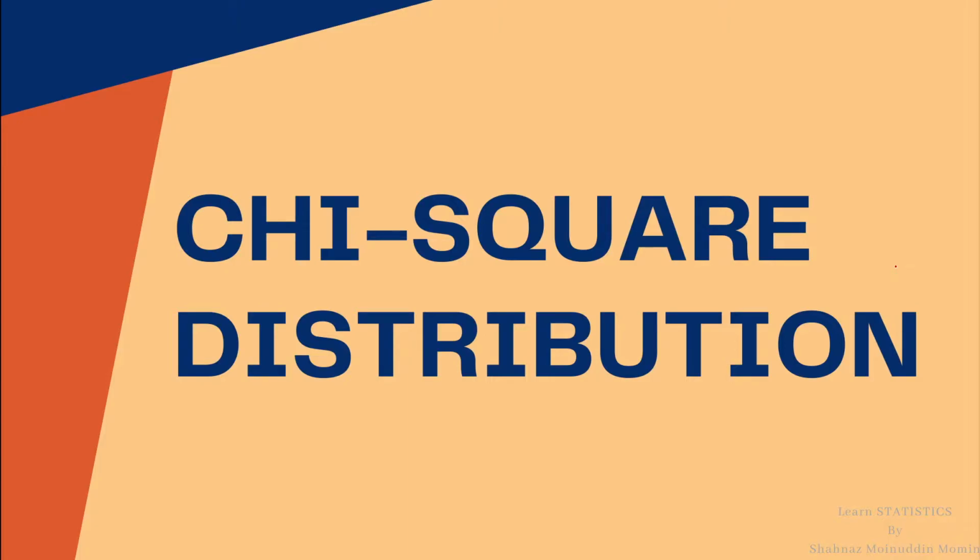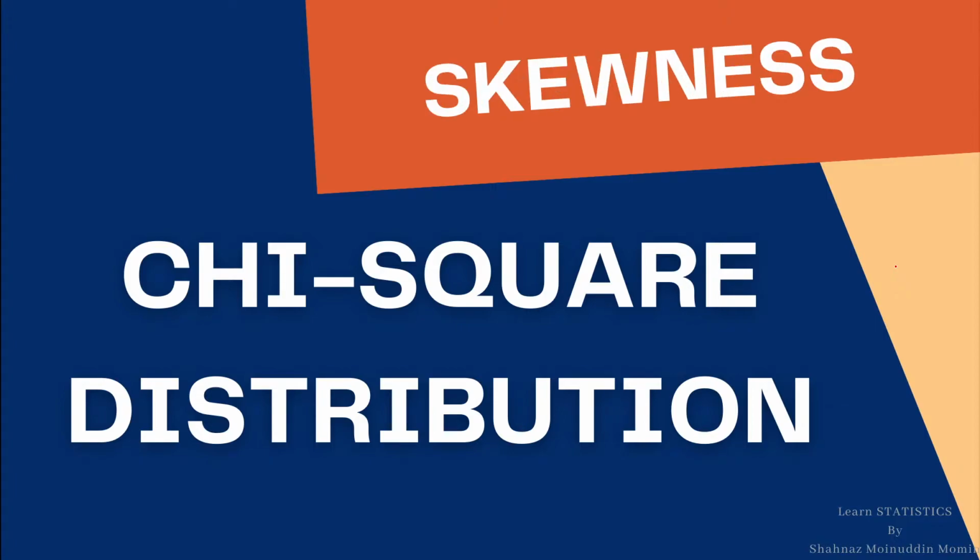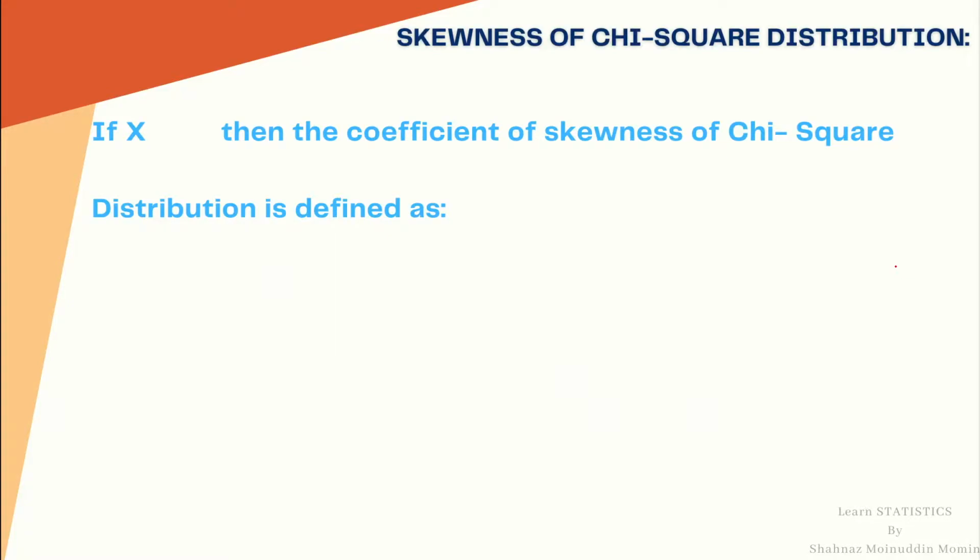The topic of today's lecture is chi-square distribution. In this topic, we will discuss skewness and kurtosis of chi-square distribution. So, we shall start with the first, skewness of chi-square distribution. Let us see the definition.